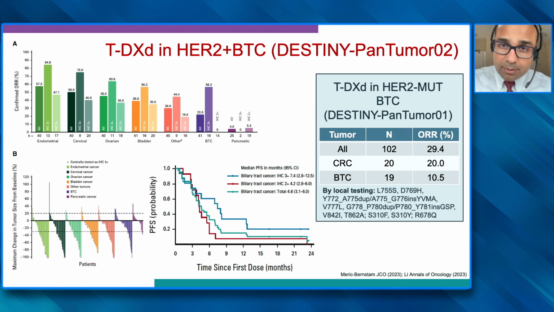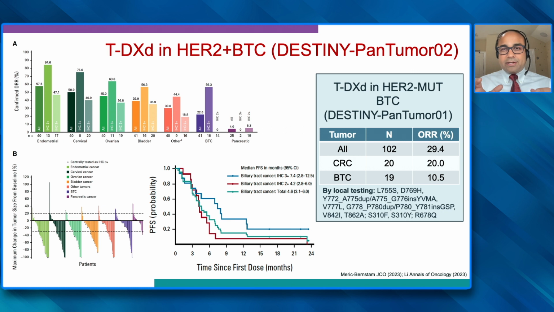A quick mention about HER2 mutations. So, very similar to the T-DXd in HER2 overexpressed tumors, there was a pan-tumor study that involved the HER2 mutant population. They subselected the mutations that they know have responded in lung cancer. So, these were all tumor types, and there were similar mutations in CRC and biliary tract cancers. But the response rates are low. They're not as good as the response rates that are seen with HER2 overexpression.